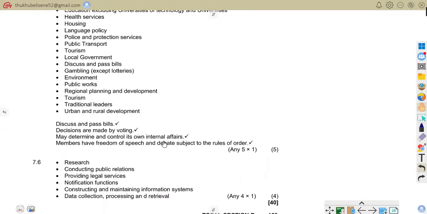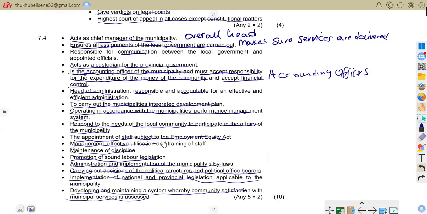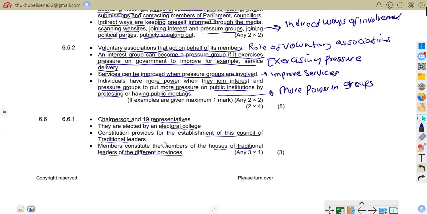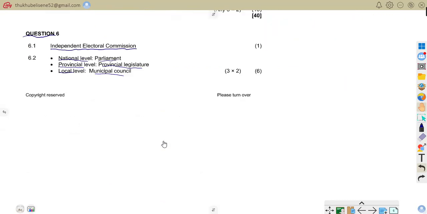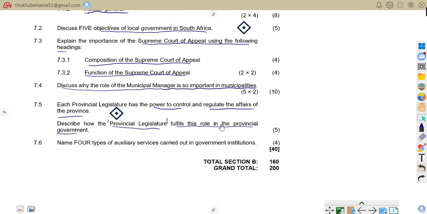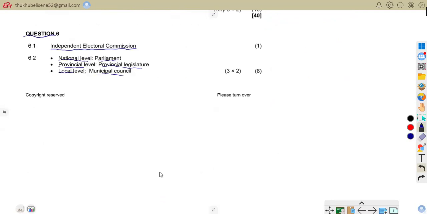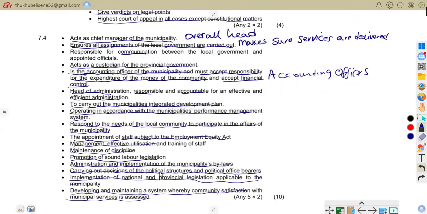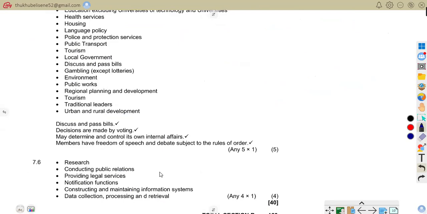So now we are to attend to 7.6. So 7.6 reads as follows: name 4 types of auxiliary services carried out in the government institution. 4 types of auxiliary services.